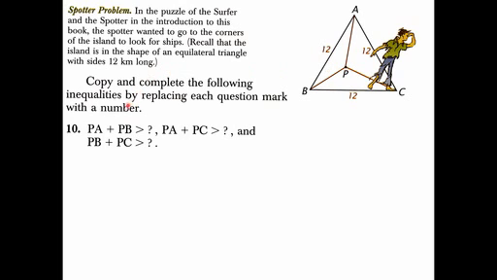We're going to use what we learned today about the triangle inequality theorem. Copy and complete. Replace each question mark with a number, so we're looking for a value in there. I can help you with the first one. PA plus PB has to be greater than the third side, which is 12. So put a 12 in there. Continue with that idea.